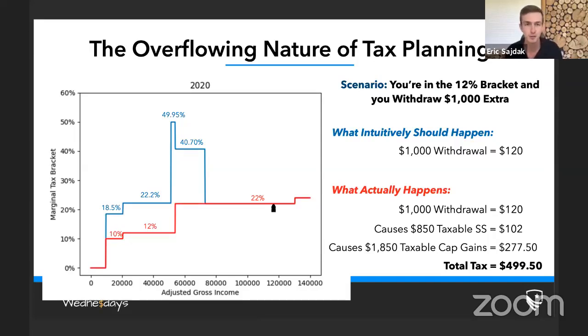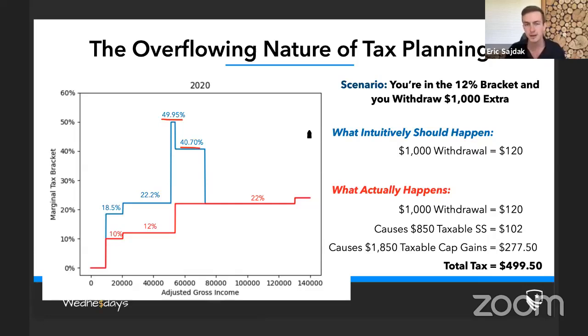Some of you that have watched some of our videos might say, no, it's 40.7 because of the Social Security tax torpedo that we see here. Well, actually, because of the capital gains bump zone stacking on top of this Social Security tax torpedo, it actually rises even higher to almost 50%. And so how does this happen?